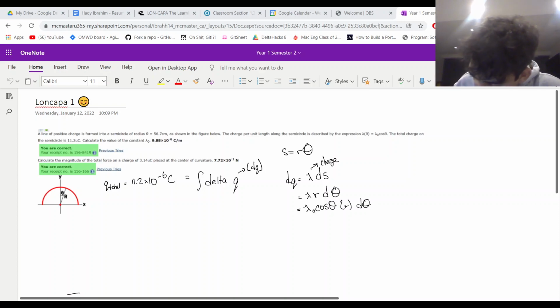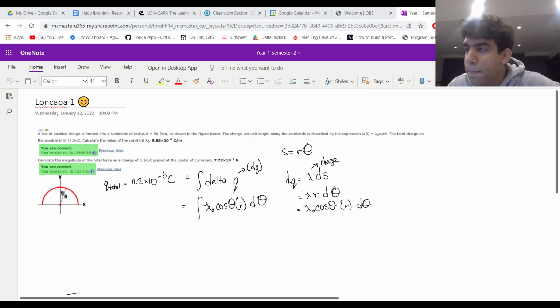So now, coming back to our Q total equals the integral of dq, we know that dq is now this. But this is a definite integral, so we need to take it from the point here all the way to the point here. And what are those points? They're saying theta is off the center. So if theta is off the center, that means the center is 0. One way is negative, one way is positive. So we have negative pi over 2 to positive pi over 2, right?